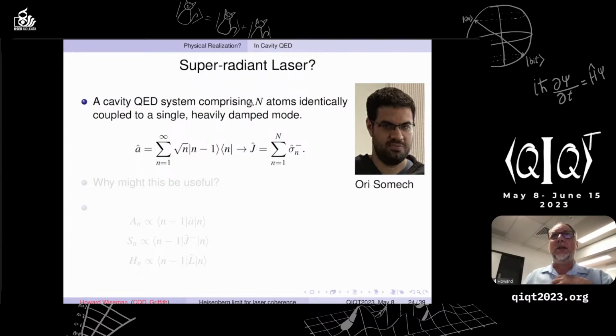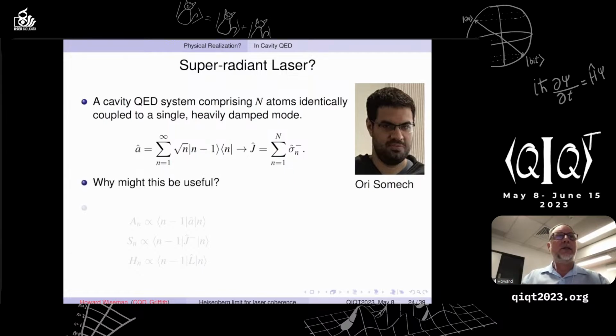In a cavity QED system, the lowering operator, we're just going to call this J or J minus, is the sum of all of the individual lowering operators for the atoms, up to capital N of those. Now you might say, well, why would that be useful? Why would it be a good thing to store excitations in atoms and have them collectively damped like this?